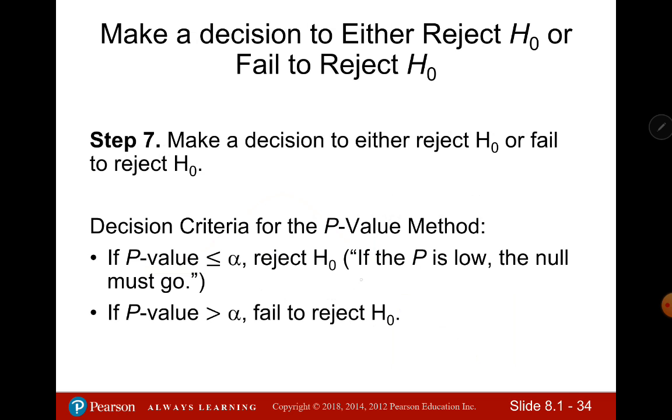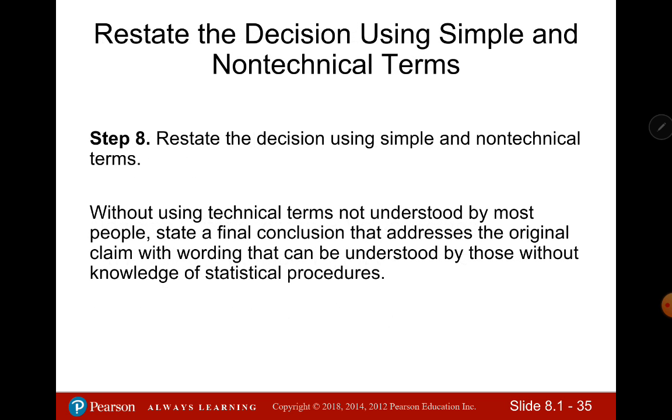So you can use this sentence to help you remember the rule. If the P is low, the null must go. Here P stands for the p-value, the capital letter P. So if the p-value is very small, is low, we will reject the null. We can also say we get a significant result. If it's greater than alpha, then we fail to reject.